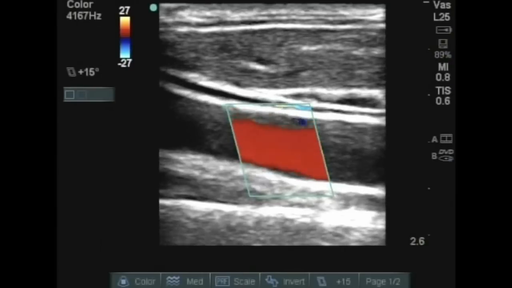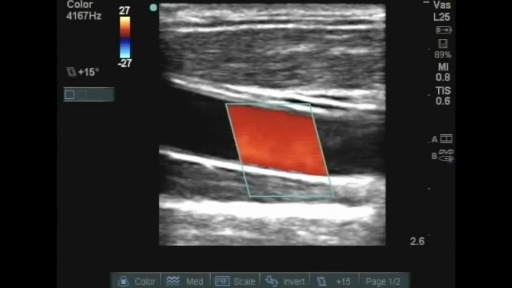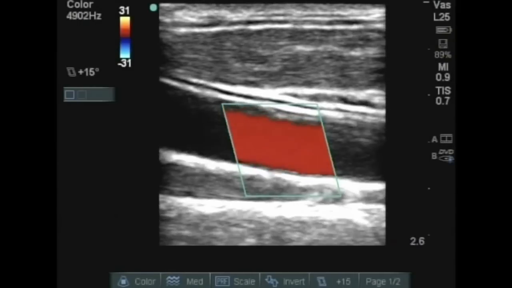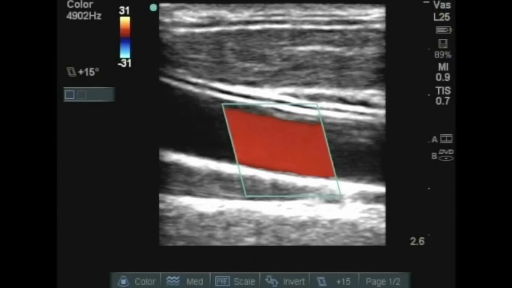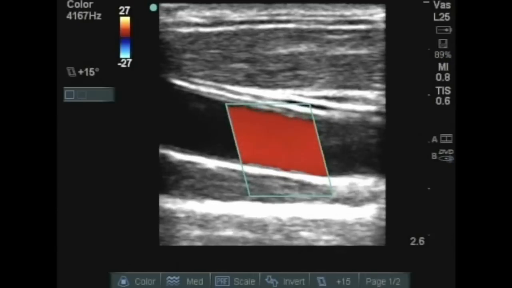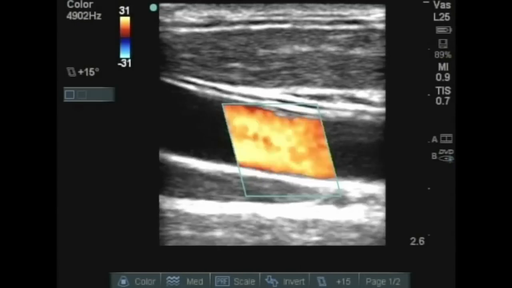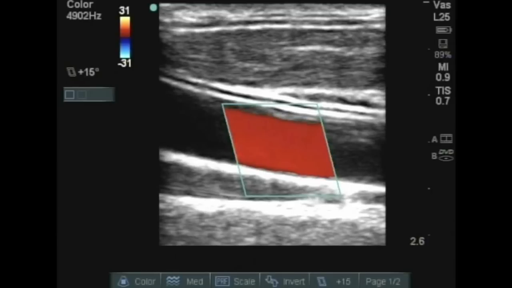Next is color, or color Doppler. Now remember, Doppler refers to the change of frequency based on motion. So this can be either by color, by power, or by spectral. Color Doppler activates this color box and shows you flow through that box area depending on the change of frequency.